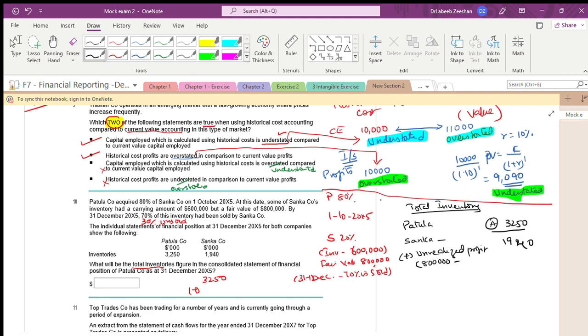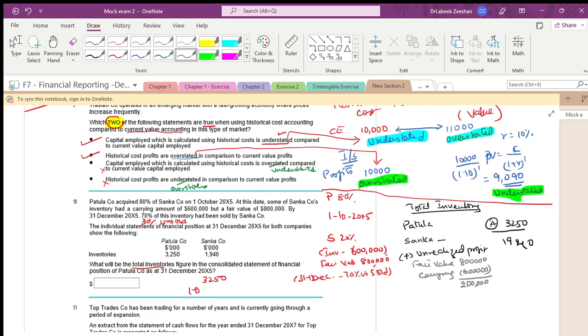Fair value is 800. Fair value is how much? Fair value is 800. The carrying amount is how much? Carrying amount is 600. Is it right? 600. What is the balance?